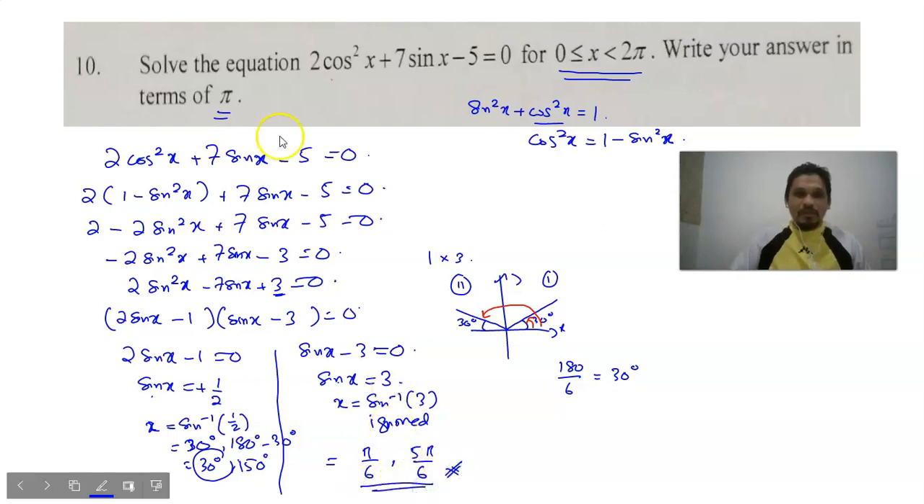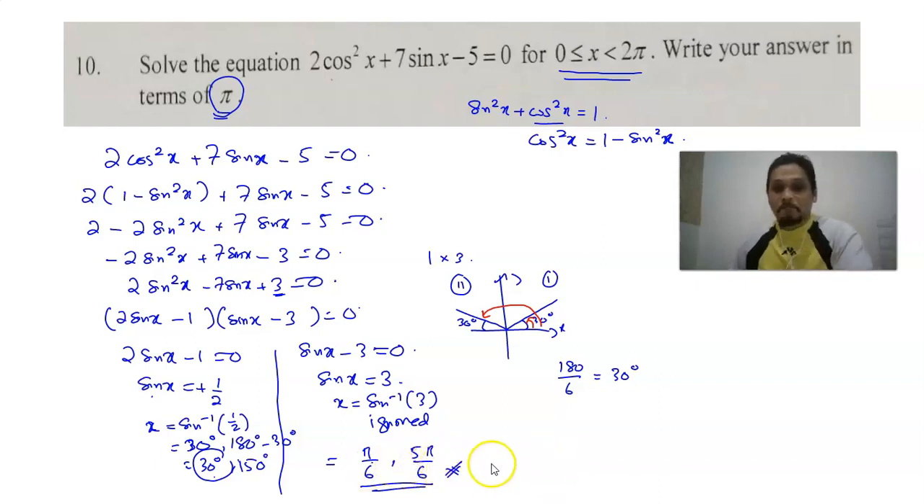So please refer to your question here. When the question wants you to answer in terms of pi, make sure that you don't leave your answers in terms of degrees, but change it to terms of pi. So pi over 6 and 5 pi divided by 6. Okay, this is the final answer.